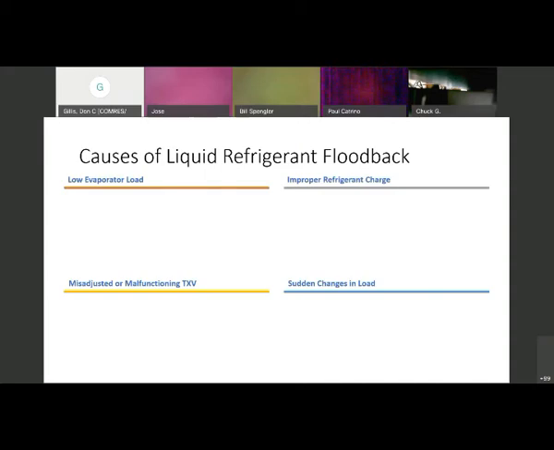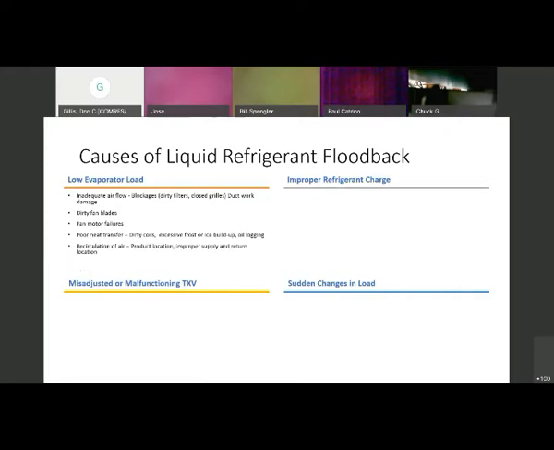Okay, so some of the causes of liquid refrigerant floodback: inadequate airflow, blocked dirty filters, closed grills, dirty fan blades, fan motor failures, poor heat transfer, recirculation of air, product location, that's a big one, overcharged on a fixed metering device. Overcharged on a thermostatic expansion valve system may not cause liquid refrigerant floodback. Why? Because that bulb is on the back side of that evaporator, and it's modulating that, if you will, opening and closing so it can sense that liquid refrigerant coming in.